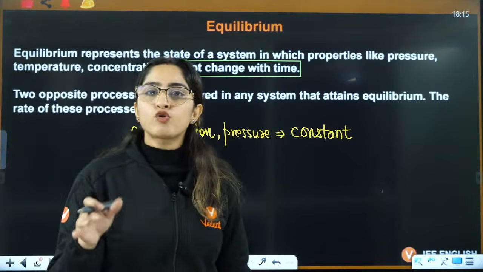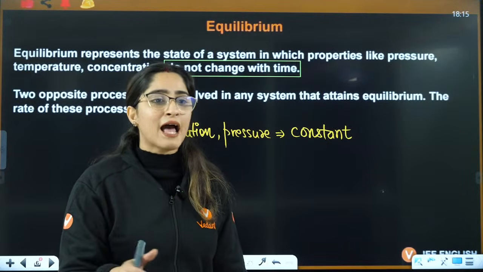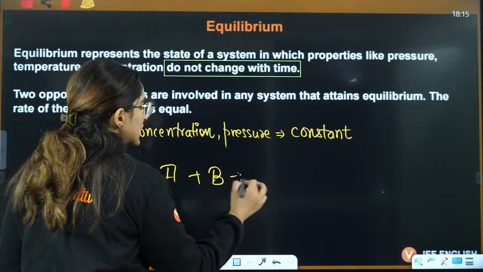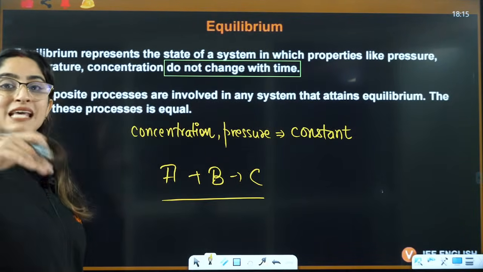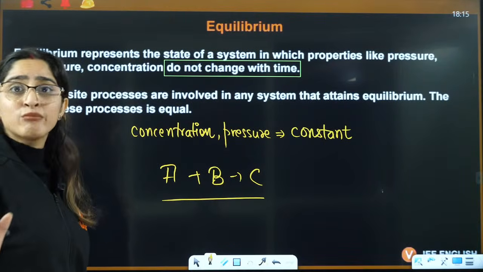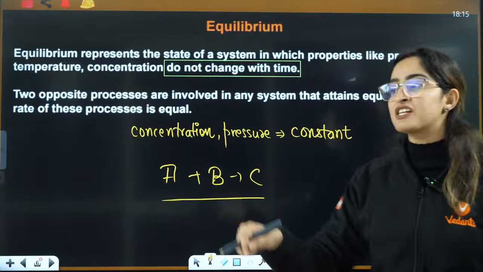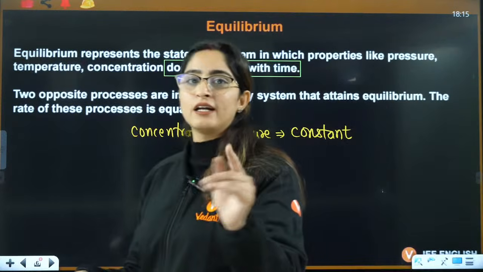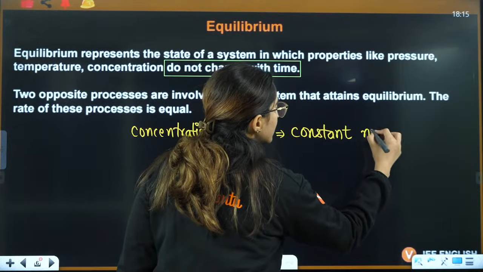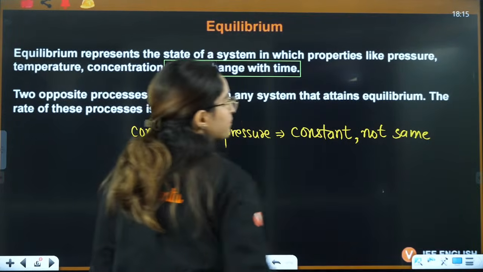If you talk about concentration of reactants and products, I am nowhere saying that if you have a reaction A plus B give rise to C, then all of them should have same equilibrium concentration or same equilibrium pressure. I am not saying that. I am saying at equilibrium, concentration and the pressure will be constant, not same. Okay, so remember that it will be constant, but I am nowhere saying that it will be same, right?